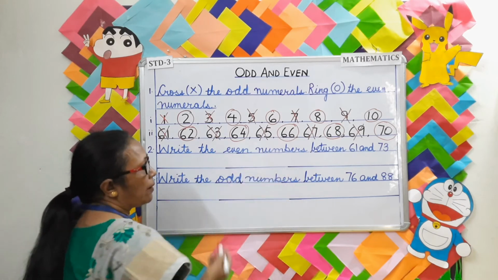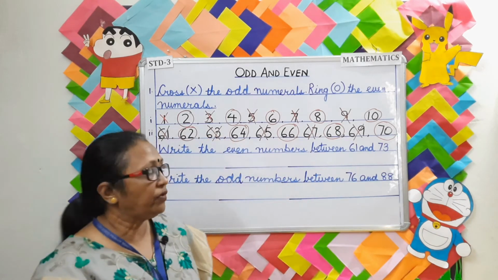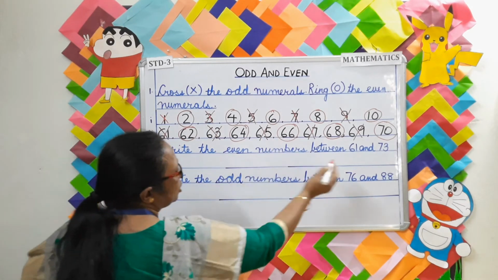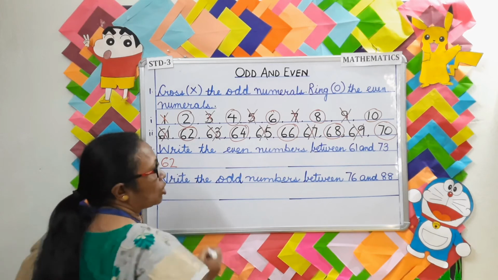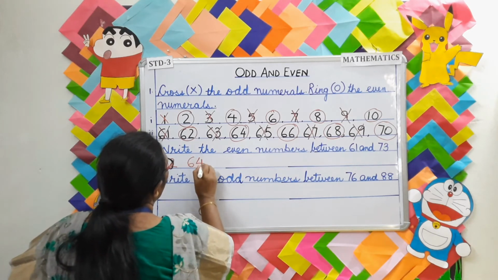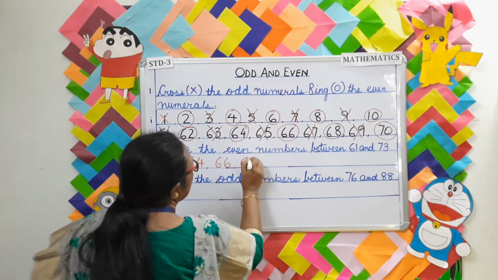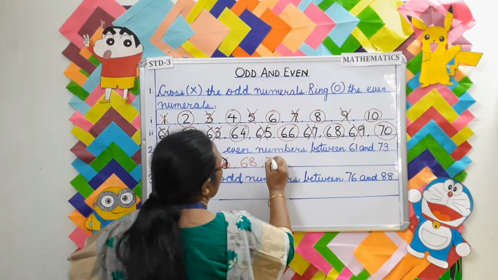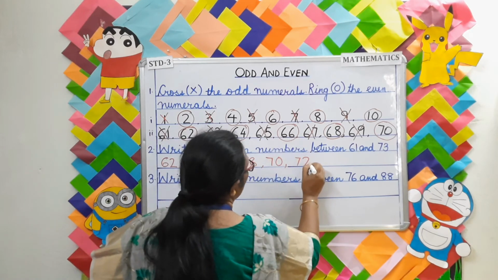Write the even numbers between 61 and 73. We will write even numbers. So after 61, 62. Now 63 is not even. 64, 66, 68, 70, 72.